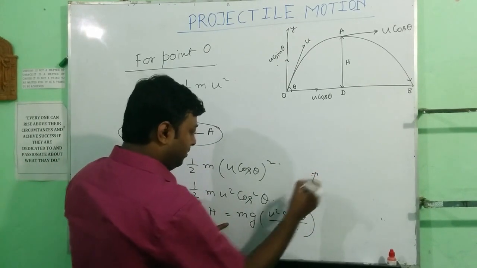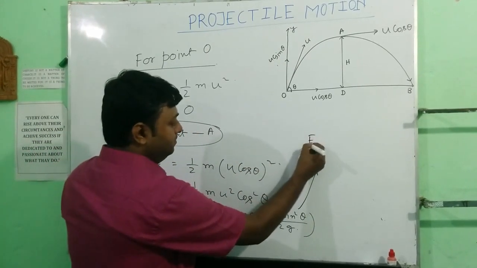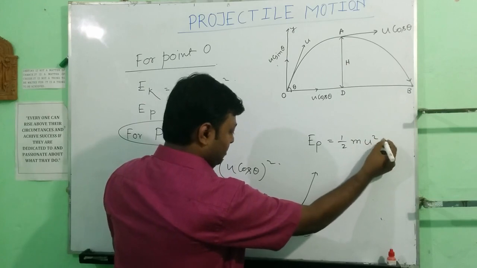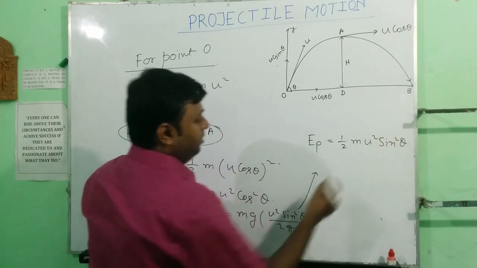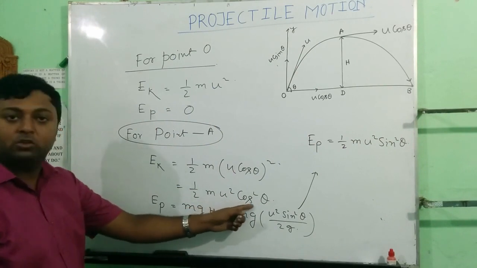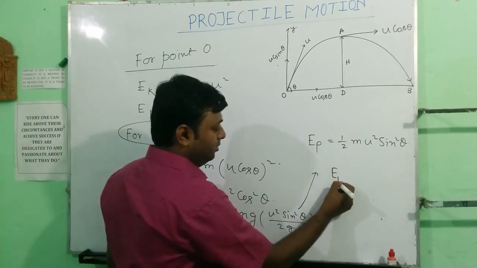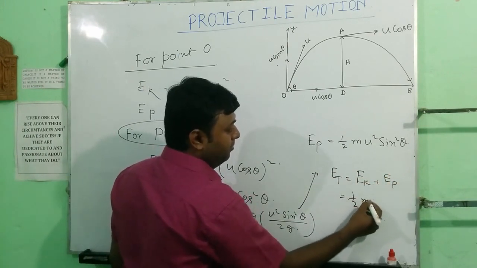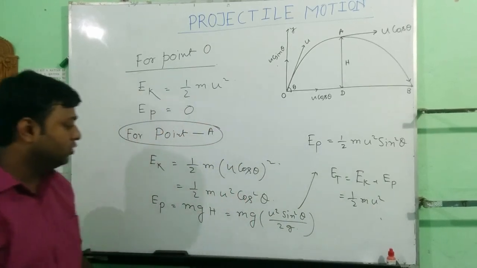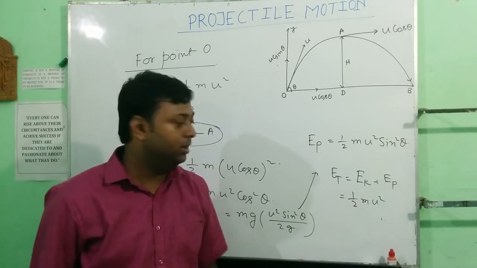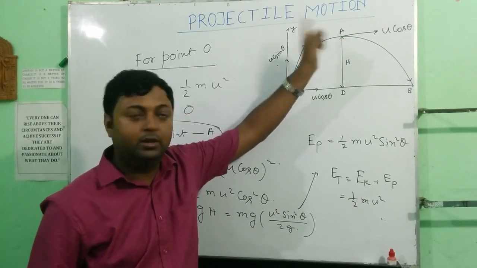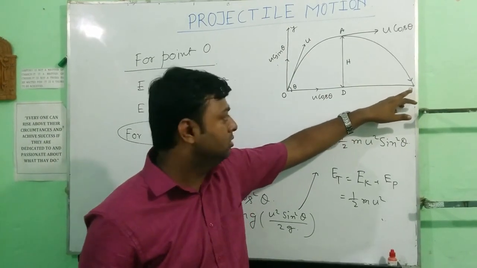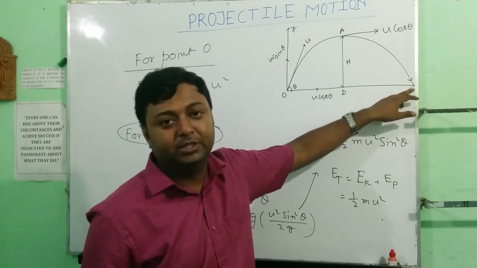This converts so that EP equals half m u square sin square theta, and EK is half m u square cos square theta. The total energy is EK plus EP, that means half m u square, because cos square theta plus sin square theta equals 1. That's why the energy is half m u square here, and here also half m u square, and at point B also half m u square, because there is no potential energy, only kinetic energy.